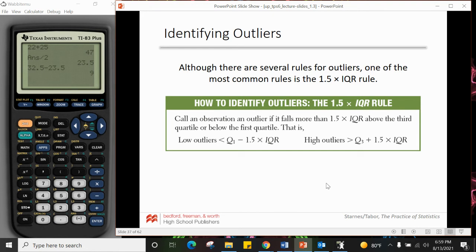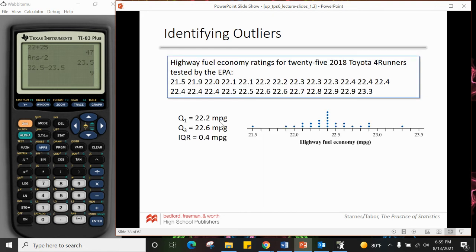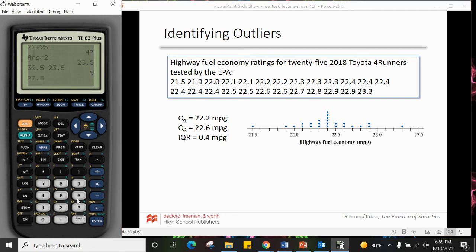let's look at an example. We've got some data here, plotted out. Q1 is 22.2, and Q3 is 22.6. So you find the IQR, 22.6 minus 22.2, which is 0.4. Now we're going to times it by 1.5, and this is our key. So that's 0.6. If there's any data less than Q1 minus 1.5 times the IQR, that's going to be an outlier. And any number greater than Q3 plus 1.5 times the IQR would be an outlier.